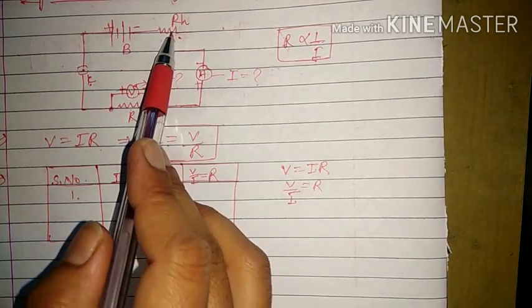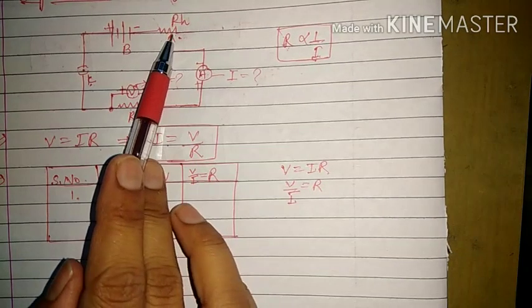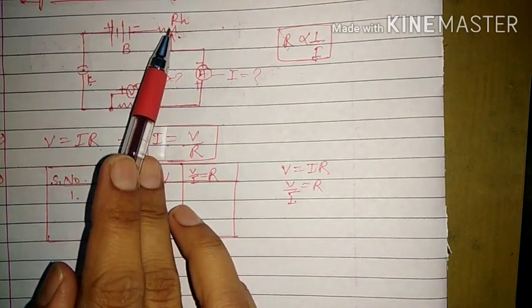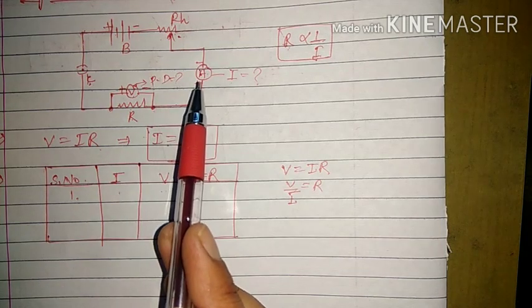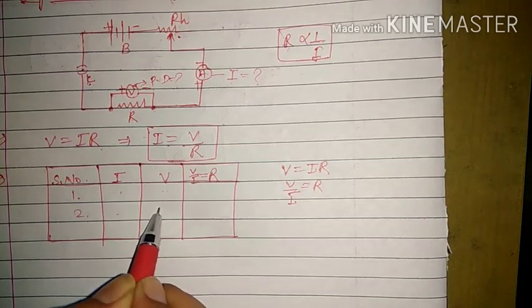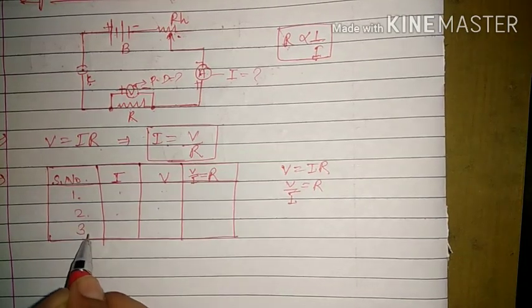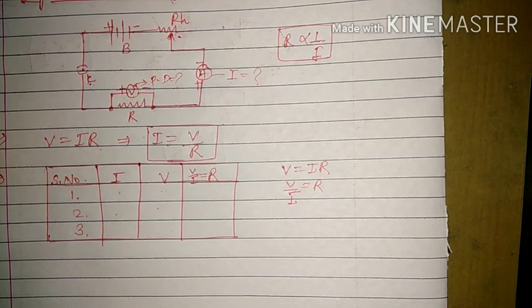Similarly, we will change the value of resistance again. Suppose initially it was 0.5 ohm, then now we will make it 0.8 ohm or 1 ohm or 5 ohm. Then we will get the second value of current and voltage. Then we will get the third value. Like this, we will take a minimum of 4 to 5 readings.